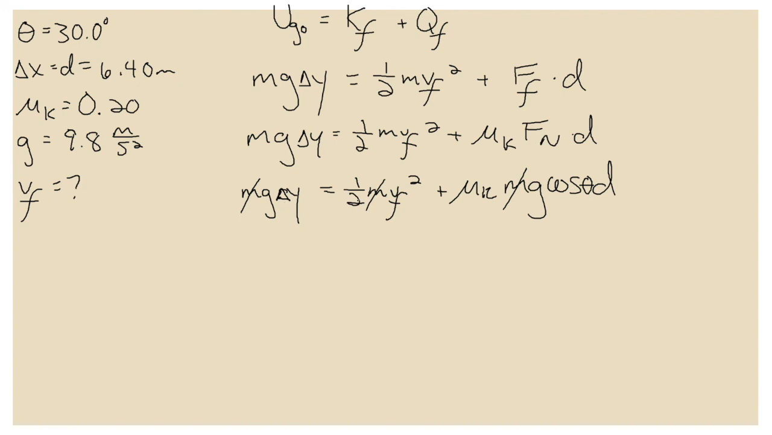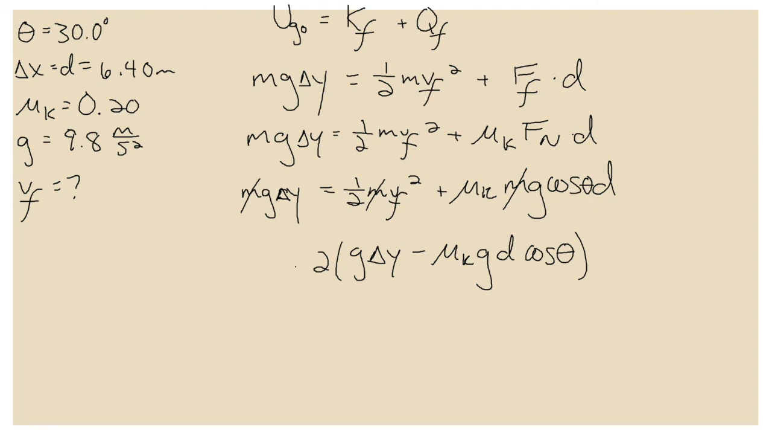Let's just show the subtraction part first. We'll sort of fill it in backwards. So we have g delta y, and then we're going to subtract that mu k g d, times cosine theta. And then notice here, that would be equal to 1/2 v final squared. So I've got to take that whole thing and multiply it by 2 to get rid of the half.